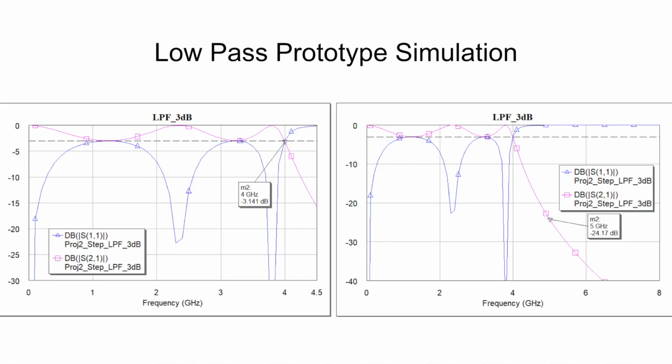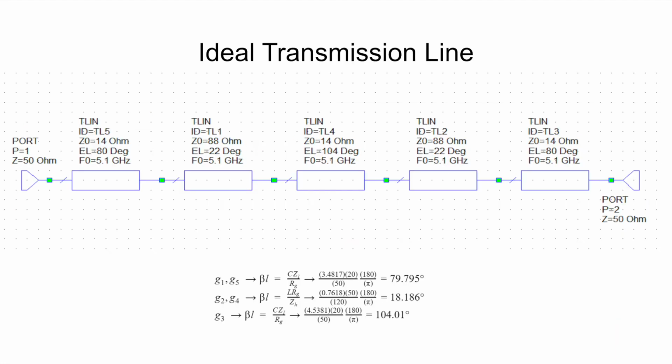The simulation of the low-pass prototype shows a 3 dB ripple in the passband with a corner frequency of 4 GHz as expected. It also shows an attenuation of negative 24 dB at 5 GHz. We then converted the low-pass prototype to an ideal transmission line model.